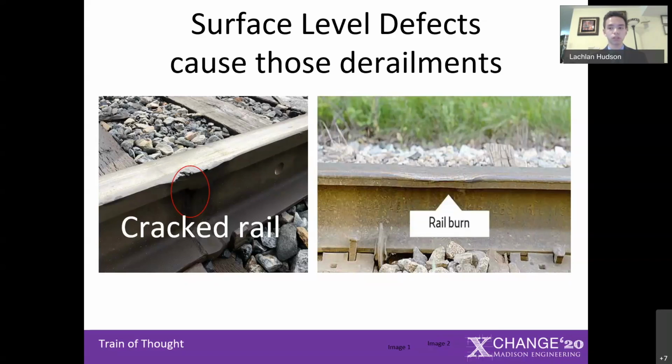A fundamental part of surface level defects is that rails wear with time, and many of the rails in the US are upwards of 60, 70 years old and still operating on modern tracks. The more wear a rail receives, the more likely it is to fail. Cracks, burns, and other defects can be exponentialized, leading to higher chances of derailment.